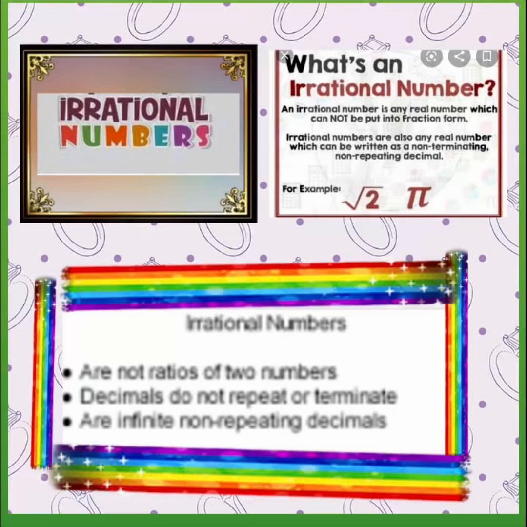Let me sum up by saying irrational numbers are not ratios of two numbers. Their decimals do not repeat or terminate. They are infinite, non-repeating decimals. We will now learn how to plot the irrational number √2 on the number line.